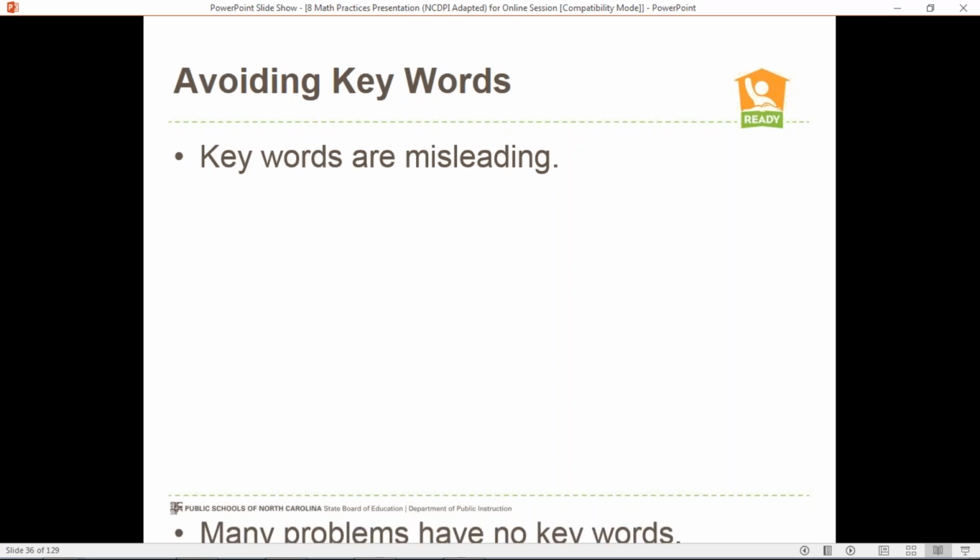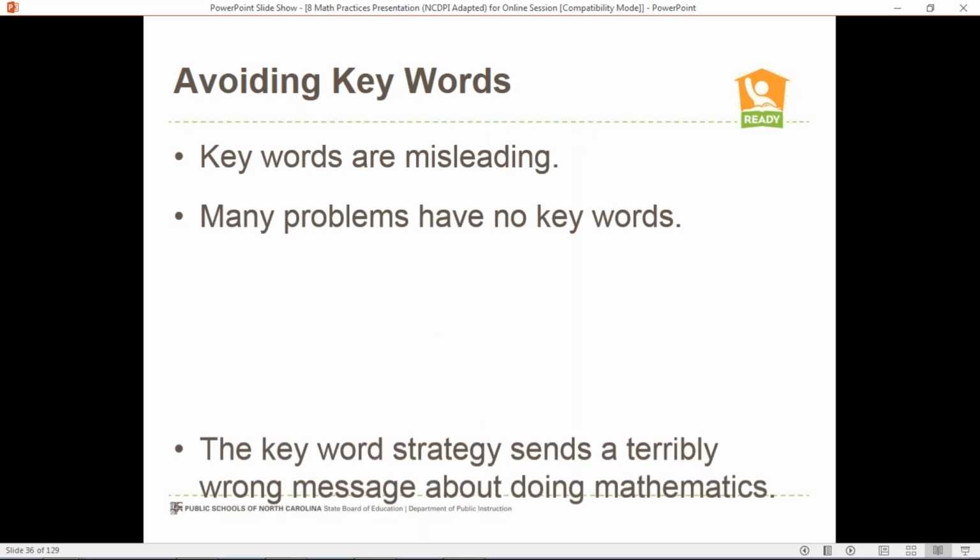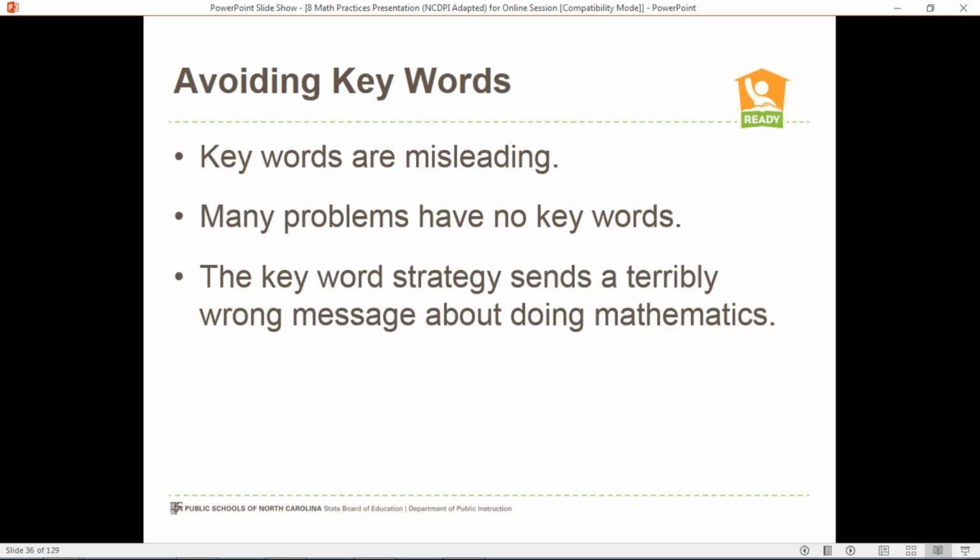So when we look at certain problems, some of them don't have any keywords. So if I'm telling kids to use a keyword approach, it gets tricky because sometimes there just aren't any. And it really sends the wrong message about math.